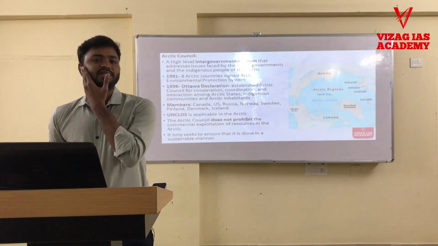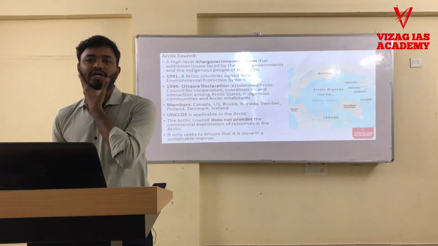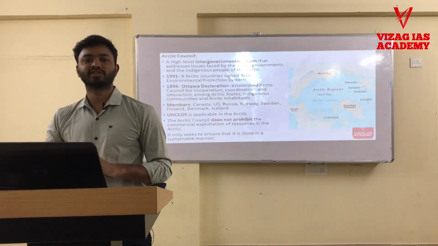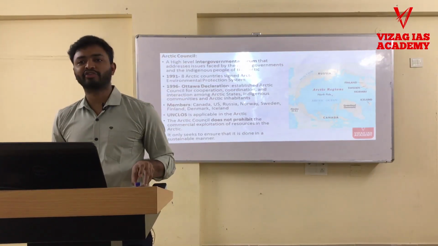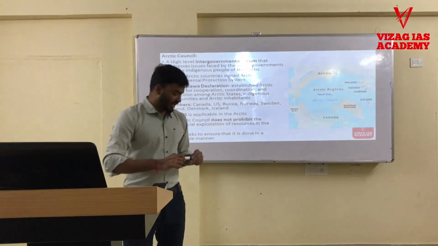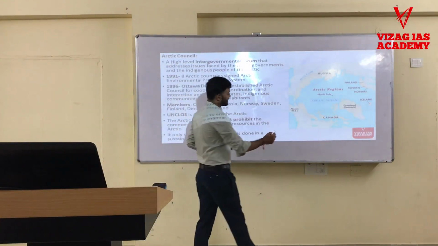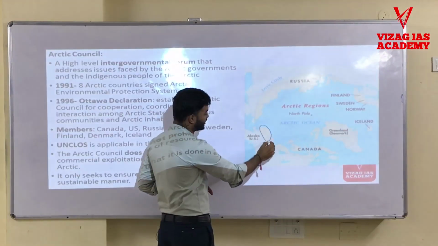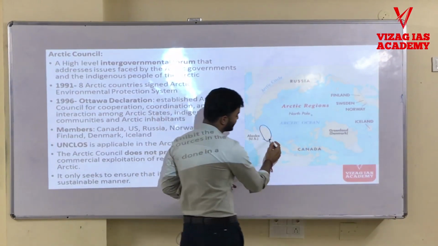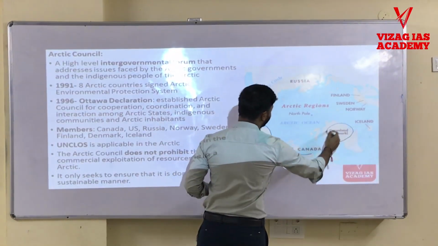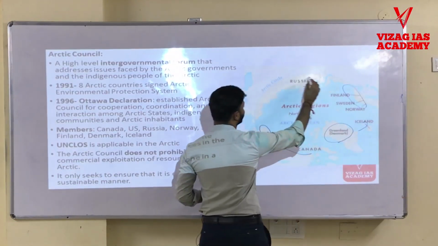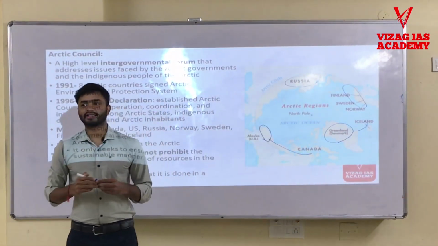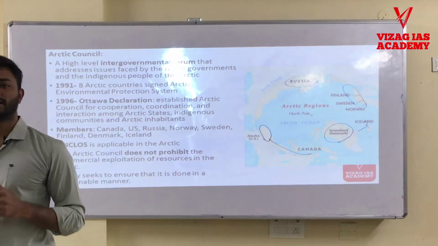The Arctic Council is an intergovernmental forum comprising those countries which are present around the Arctic Circle. The Arctic Council is made of 8 Arctic countries. If you can see here, this is Alaska, which is part of the USA. This is Canada. This is Greenland and Denmark. This is Iceland, Norway, Sweden, Finland, and here we have Russia. So these are the 8 Arctic Council countries.